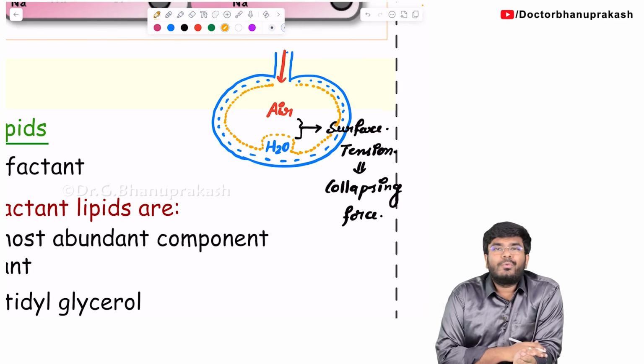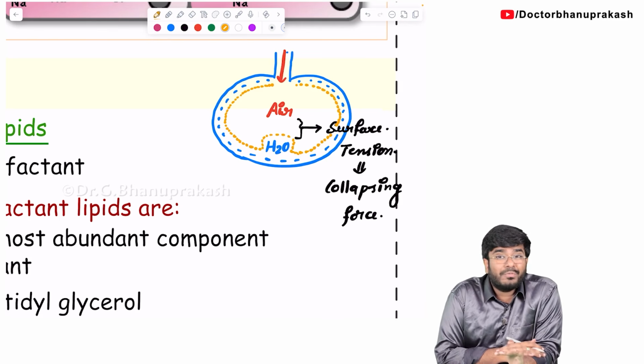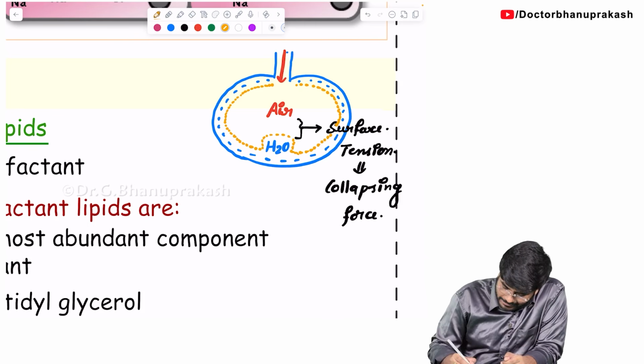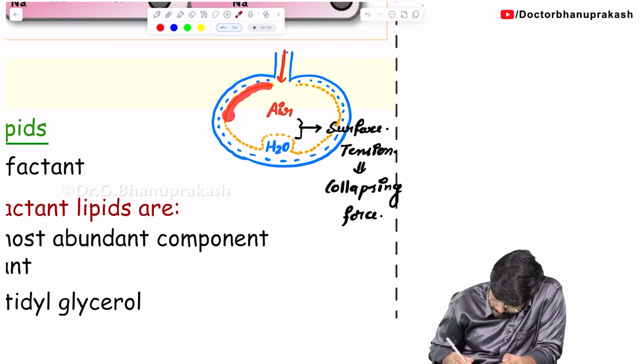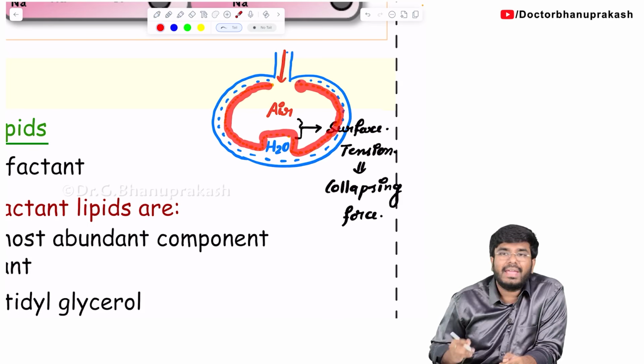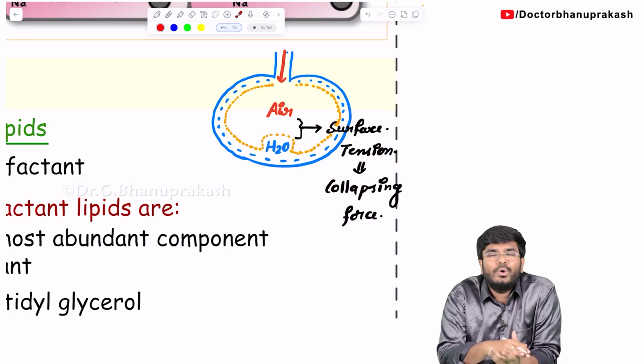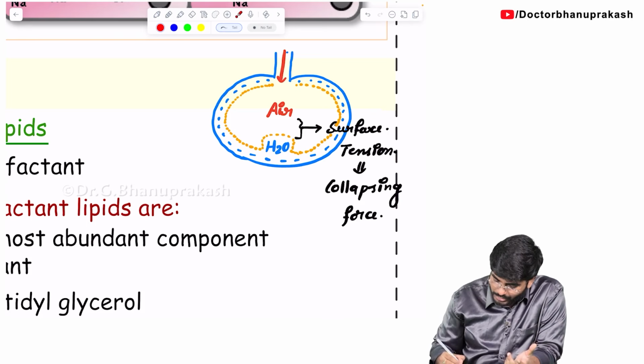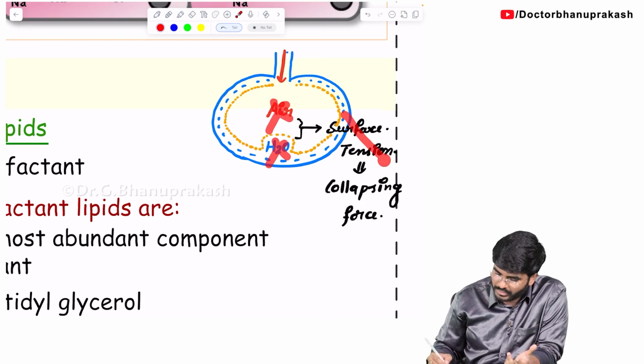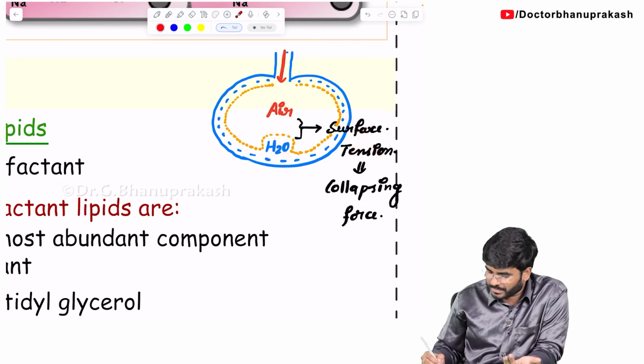Okay, so what is this orange color thing which is actually floating on the water? It is separating the air molecules from the water molecules. Now tell me, do you think the air molecules can meet with the water molecules? No. So whenever the air molecules are not meeting with the water molecules, what will happen to the surface tension? Decreases. What happened to the collapsing force in our lung?